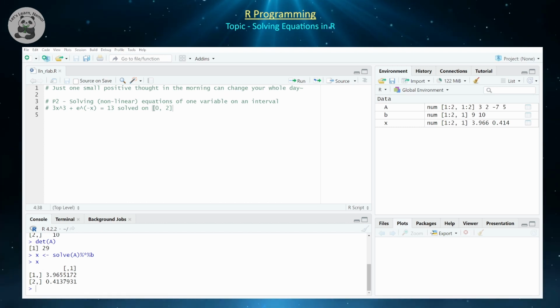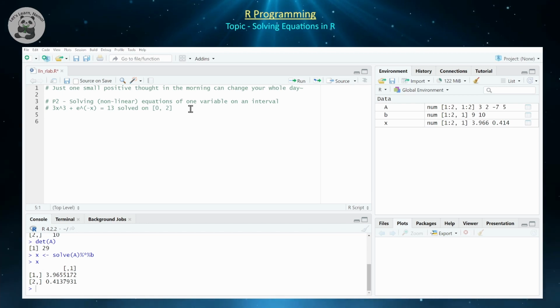So let's assume we have this equation, 3x cubed plus e to the minus x is equal to 13. And we want to find whatever solutions belong to the interval 0 to 2 that solve this particular equation, to hopefully some decimal place accuracy. The more the better, of course.